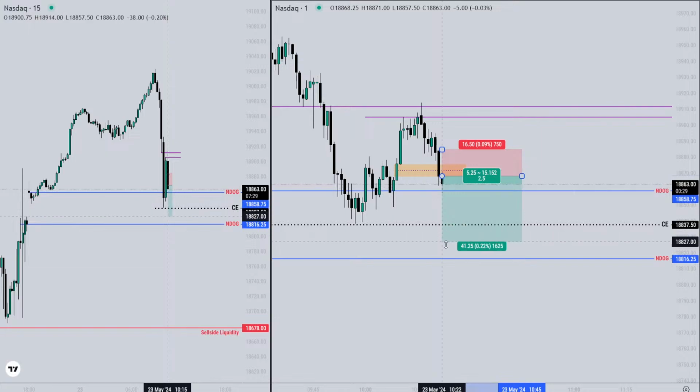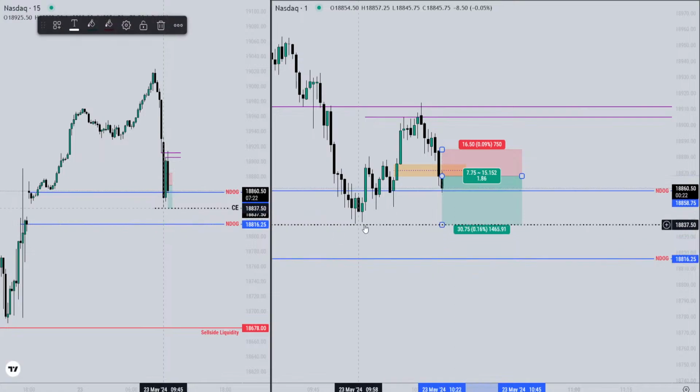If you have more than one contract, you can target the low. If you have just one contract, target the obvious liquidity, these relatively equal lows.